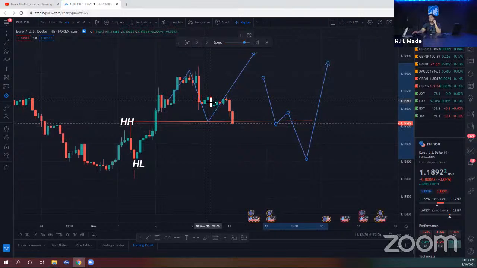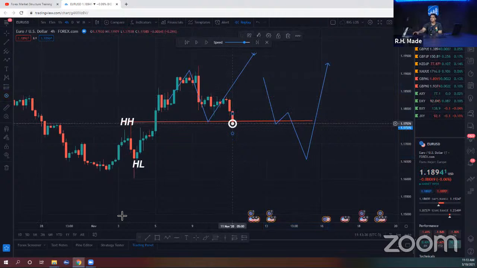Okay, as you see, so I'm gonna pause it right there. As you see, it came back to retest. So this is where you would enter. Boom. All right, the retest of the higher high.